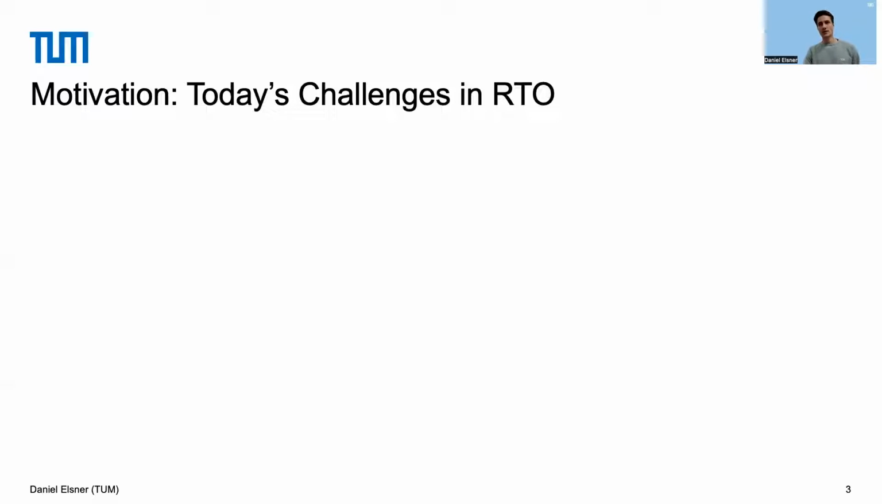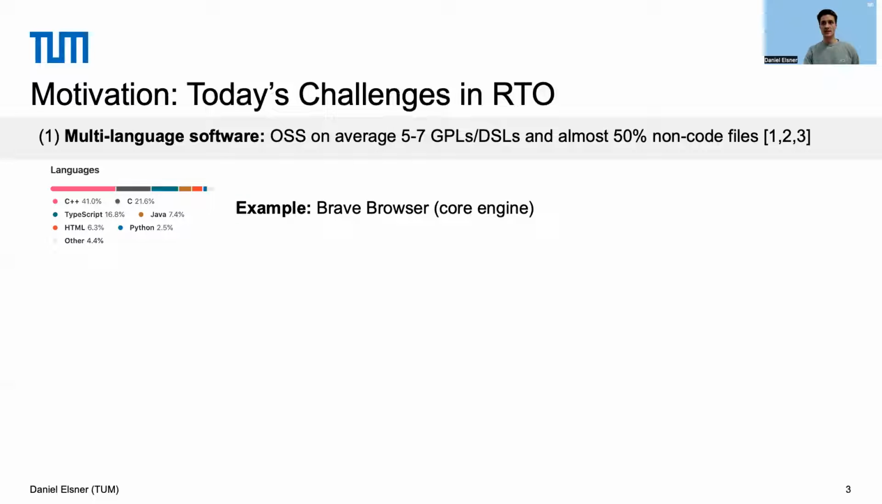There are several challenges of RTO today, and one particular challenge is multi-language software. Recent studies have shown that open source software uses on average 5 to 7 general-purpose languages or domain-specific languages, and almost 50% of the files are non-code files. So this is something that we need to take into account when we design techniques for RTO.